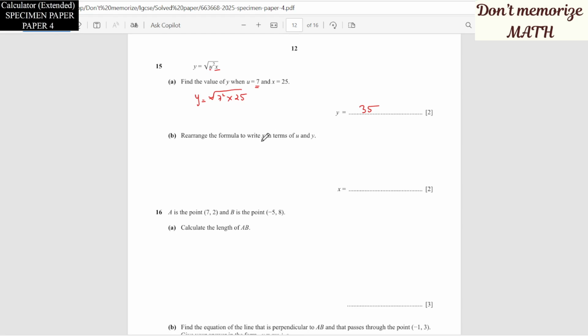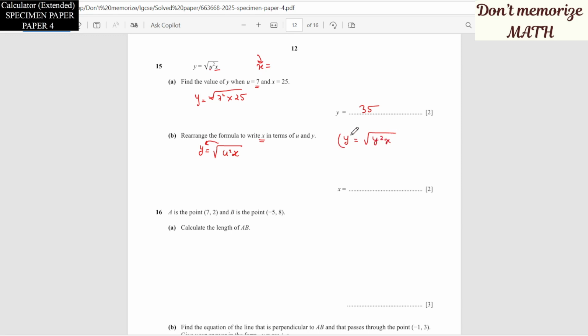So rearrange the formula. We have to write x. That means we just need to rearrange this and we need x is equal to. Now it is y is equal to, right? So we have y is equal to the square root of u squared x. So first we need to move the square root. When you move the square root, it will become a square.